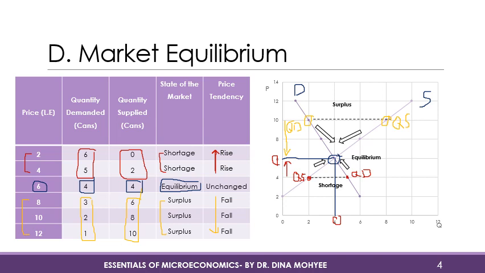At the price of 6, we can find that the quantity supplied equals the quantity demanded. Therefore, at the point of equilibrium, the price does not change. There is no tendency for the price to change. And this is why we call the equilibrium a situation whereby no one wants to change his position. Neither the consumers nor the producers want to change their consumption decisions or production decisions at this price.